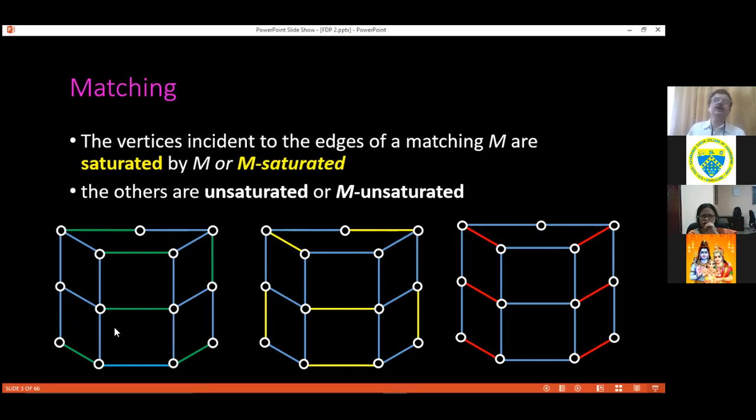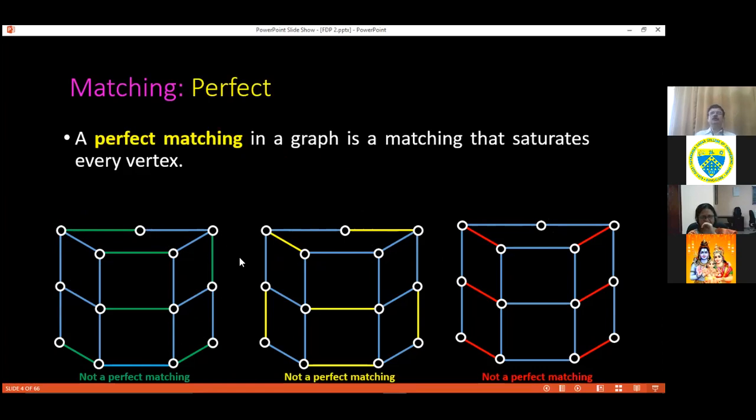Now, if you are able to find some other matching which saturates every vertex, then we say that M is saturated. The others are unsaturated. For example, this is saturated, this is unsaturated. That is what I explained. Let us go to a graph containing only saturated vertices. These are all unsaturated vertices. The remaining are saturated.